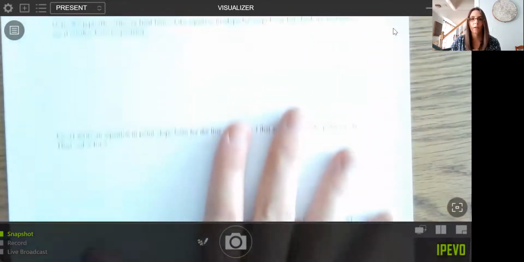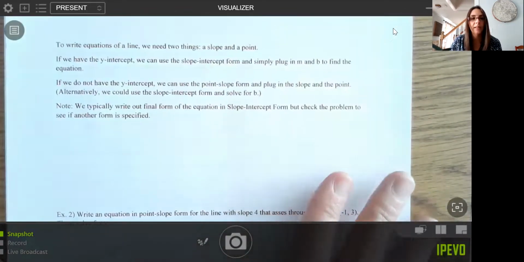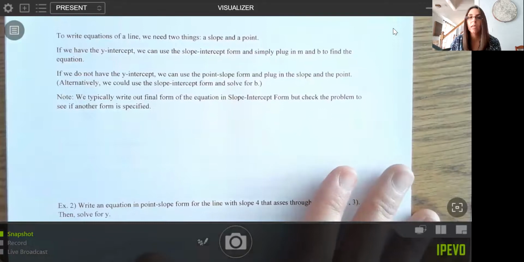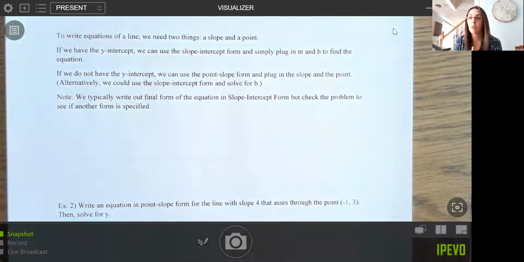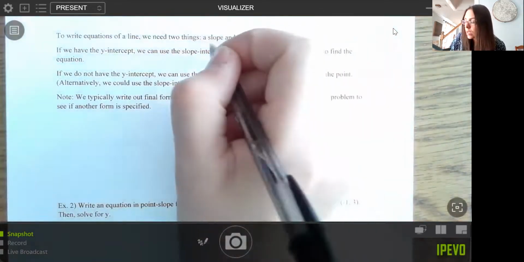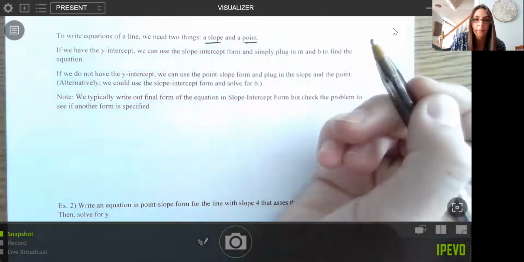All right, so we're going to start by practicing how to write equations. In the past, we've always been given equations and we've been asked to find values on them, right? So plot the points or graph that, solve that equation. So here we're going to work backwards. We're going to have information and we're going to create the equation. So when you write equations of a line, you do need two things. You need a slope and you need a point.